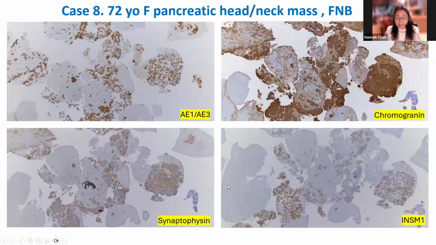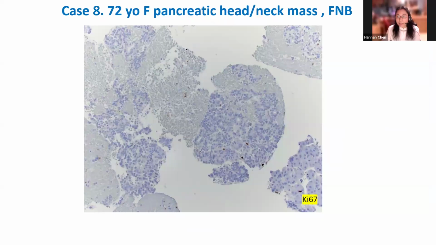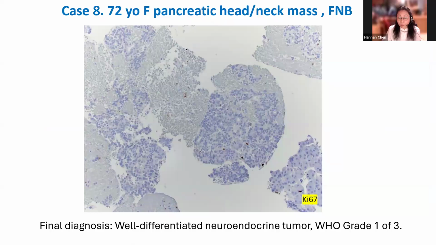In this case, AE1/AE3 is positive, and the three neuroendocrine markers chromogranin, synaptophysin, and INSM1 are diffusely positive. Ki67 is very low. The diagnosis is well-differentiated neuroendocrine tumor, WHO grade 1 of 3.